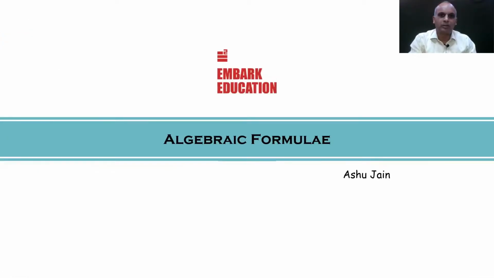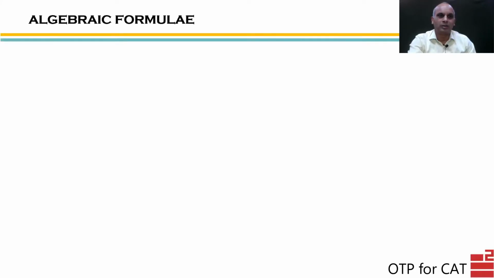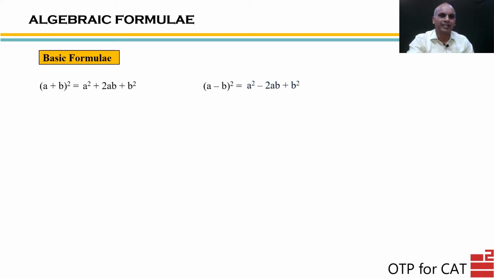In this video, I'm going to discuss with you algebraic formulas, which is a part of algebra topic. Now, in this, first we'll begin with basic formulas and we'll start with the formula of square of a plus b. I hope you all know this formula, and that is a square plus 2ab plus b square. Similarly, there's a formula for a minus b whole square, which is a square minus 2ab plus b square.